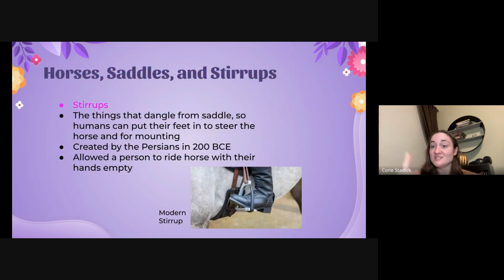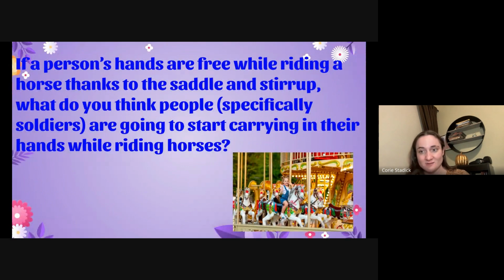But with the invention of stirrups, they didn't have to control it with their hands anymore. So stirrups are the things that dangle from the saddle, so humans can put their feet in them to steer the horse just by using feet, and also to help mount the horse. It was created back in about 200 BCE by the Persians, and it allowed a person to ride a horse with their hands empty, and that's very, very important for my next question.